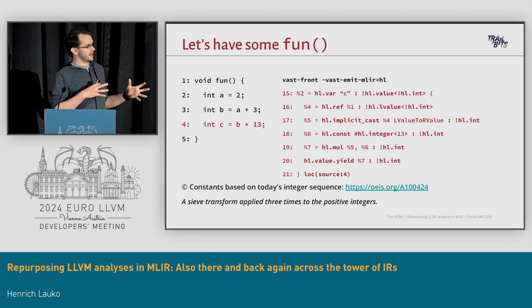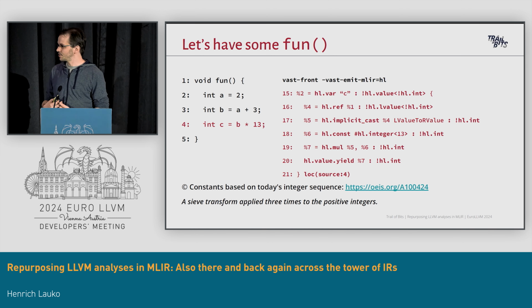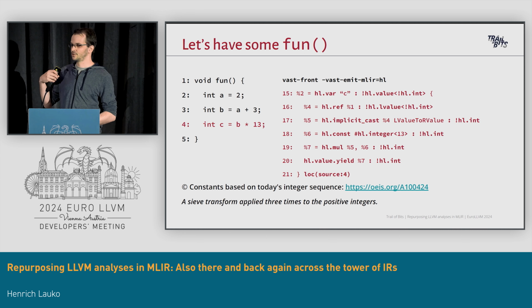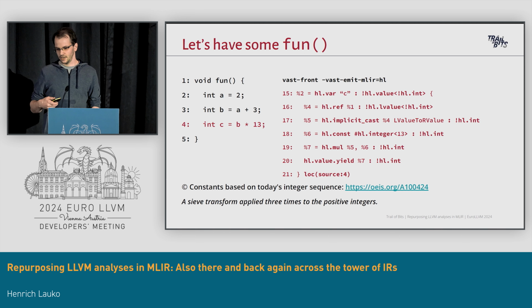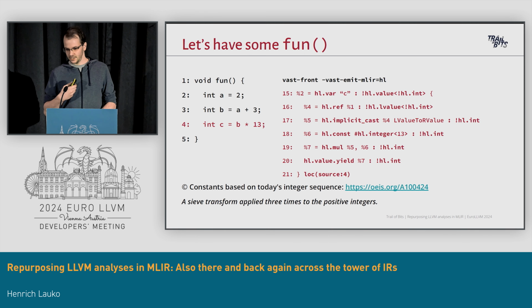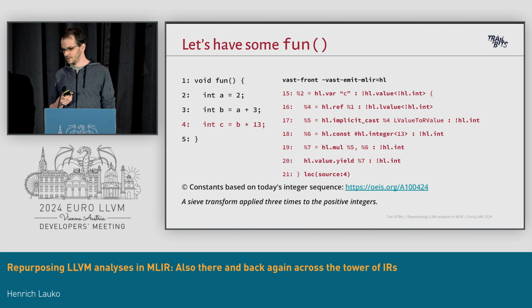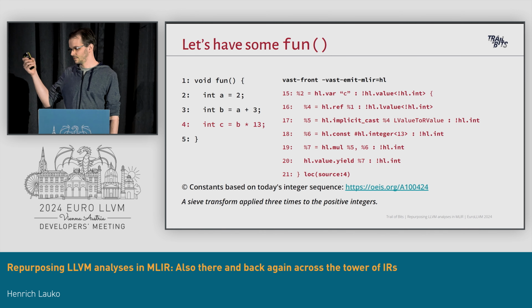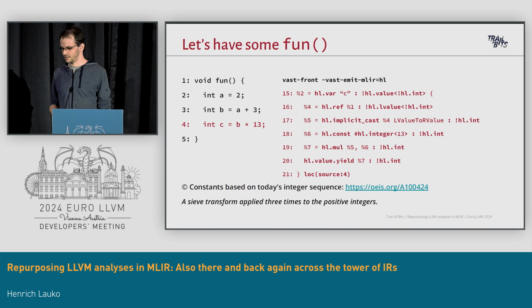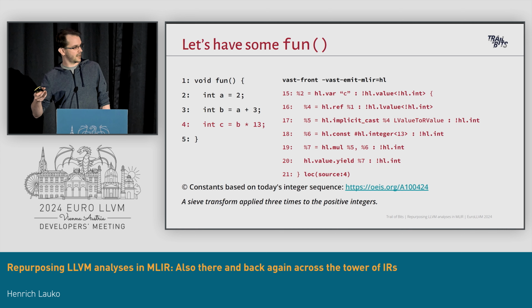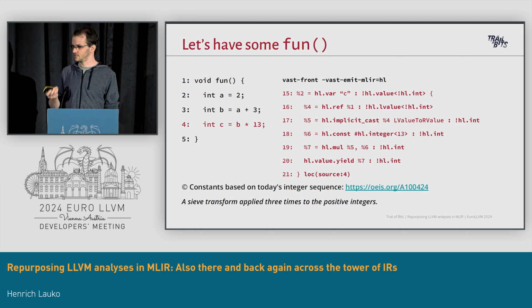So we start from AST and lower to our high-level representation. This basically is a one-to-one mapping to the AST. Here you can see the representation of the statement on the 4th line. There is some variable declaration, reference to B, multiplication, and so on. And also we have here the location that points to the original source.